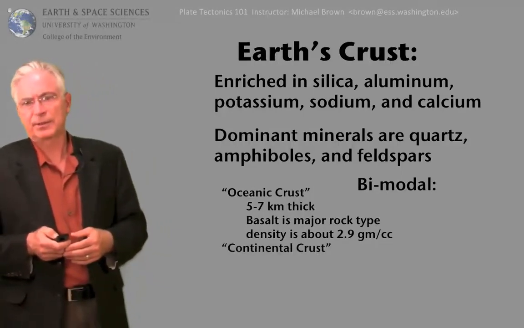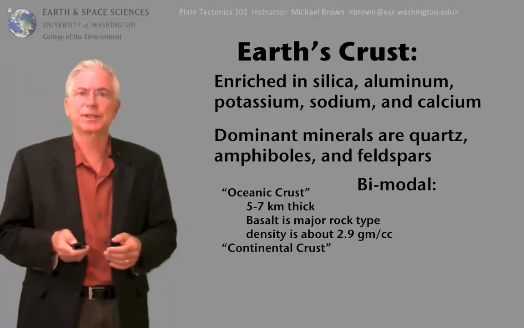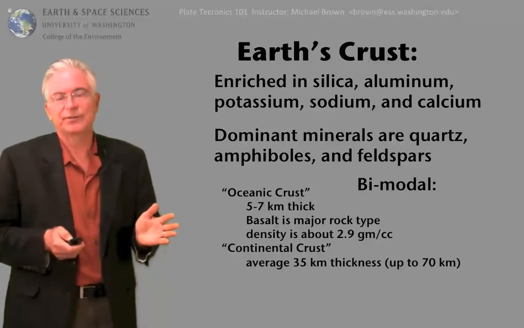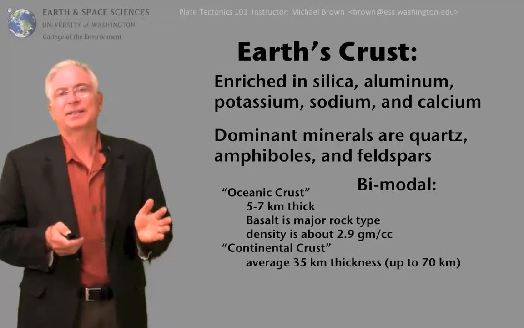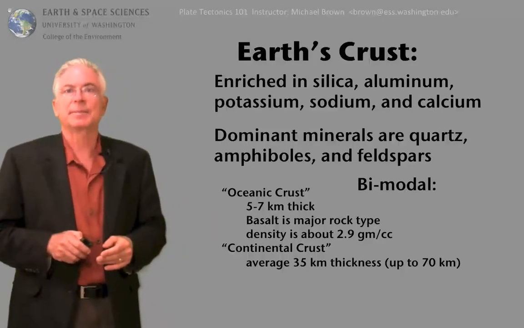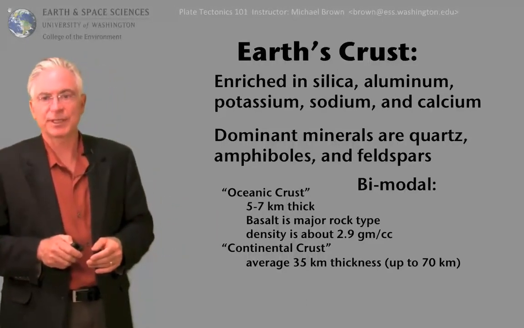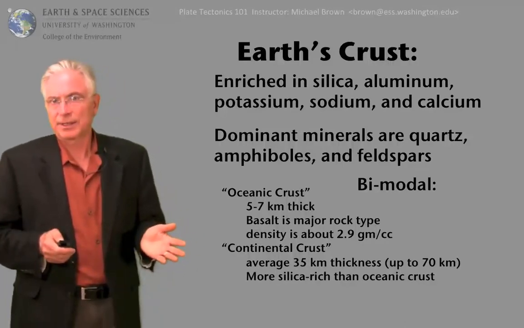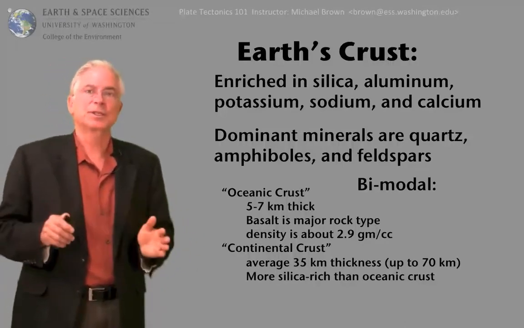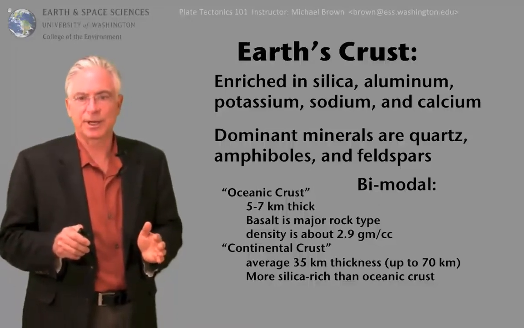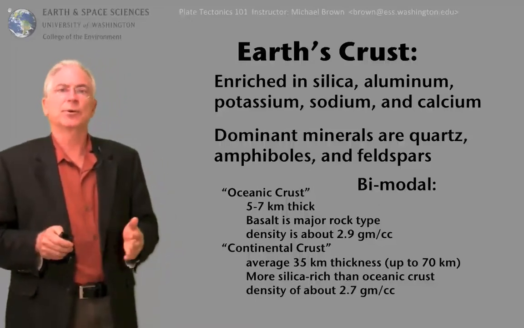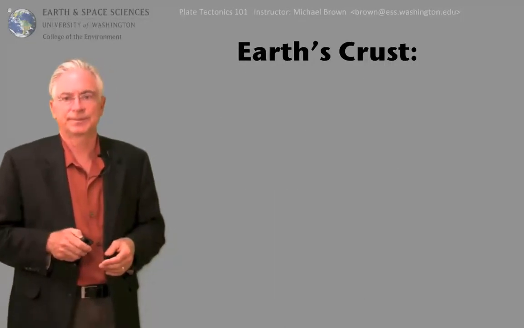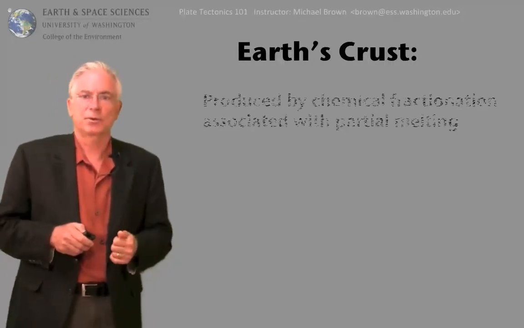Then there's the continental crust, much more heterogeneous than the oceanic crust. Continental crust is on average 35 kilometers thick, but in fact, under some areas, for instance, the Tibetan Plateau, it gets up to 70 kilometers in thickness. The continental crust is more silica-rich than the oceanic crust. That leads to a lower density. It's 2.7 on average. So, Earth's crust.